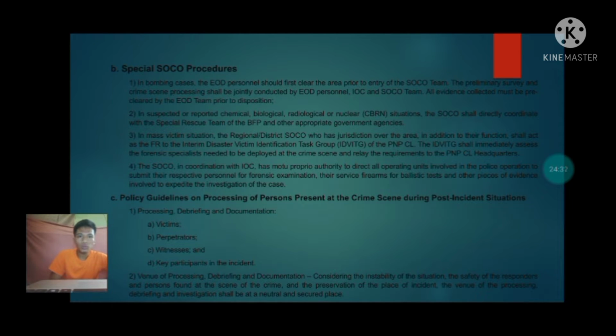Number three, in mass victim situation, the regional or district SOCO who has jurisdiction over the area, in addition to their function, shall act as the forensic specialist needed to be deployed at the crime scene and relay the requirements to the PNP CL headquarters. Number four, the SOCO in coordination with IOC has motu proprio authority to direct all operating units involved in the police operation to submit their respective personnel for forensic examination, their service firearms for ballistic tests and other pieces of evidence involved to expedite the investigation of the case.